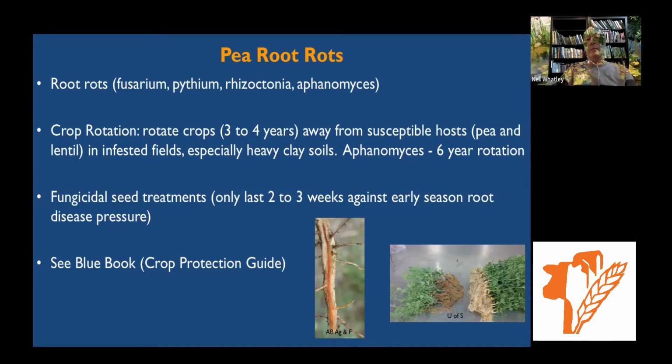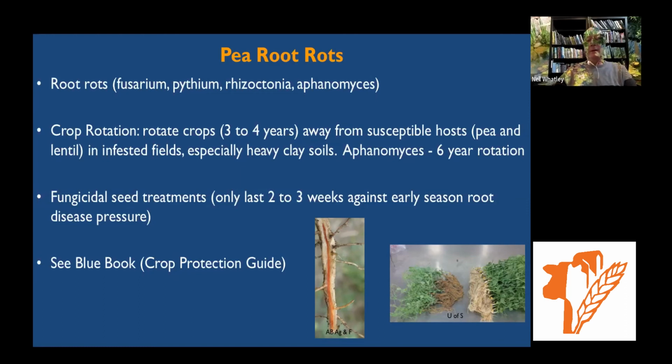But if you've got Aphanomyces, you want to stay away from pea and lentil for 6 years, especially in heavy clay soils. Fungicide seed treatments only last 2 to 3 weeks against early season root rot pressure.